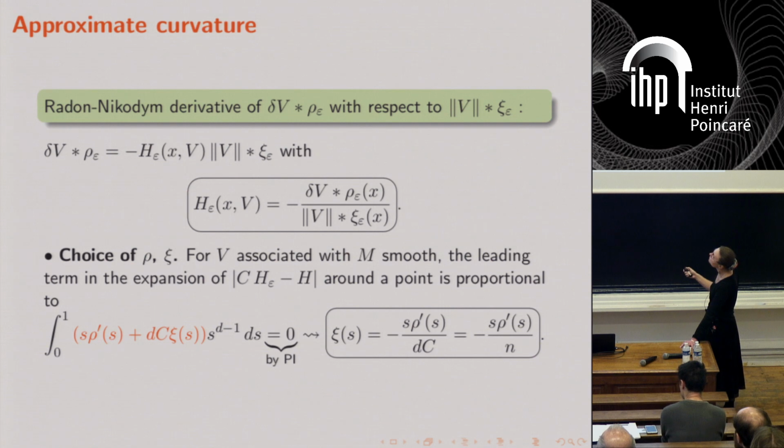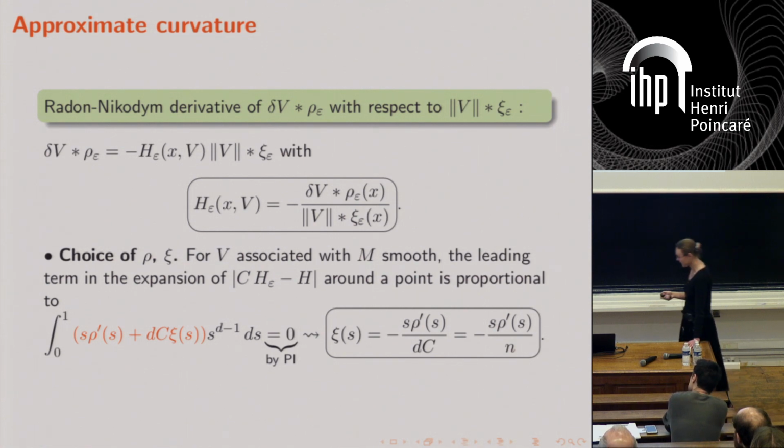If you try to make some expansion on a smooth object, you see that you have some relationship between your two kernels that appear in the Taylor expansion that connect them in this way.